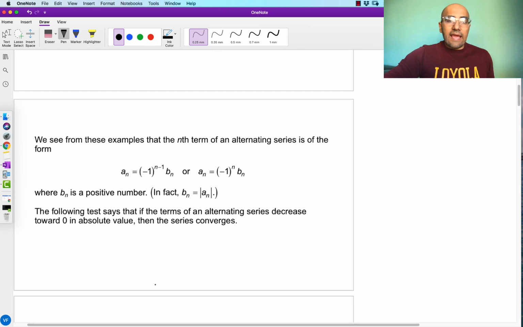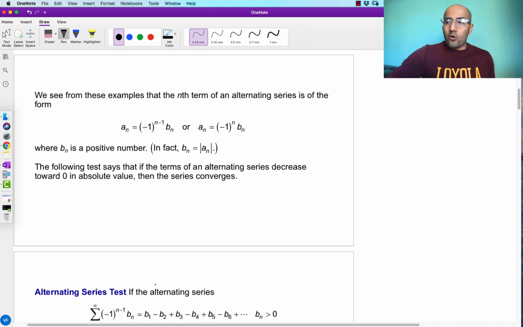We see from these examples that the nth term of the alternating series is of this form. So what we can do is take the series and strip it away into two pieces: the part that changes signs, right, times the part that doesn't change signs. When we rewrite it this way, the b sub n is positive, right? It's the positive component of the term, and we can either write it this way or that way. The following test says that if the terms of the alternating series are decreasing towards 0 in absolute value, then the series converges.